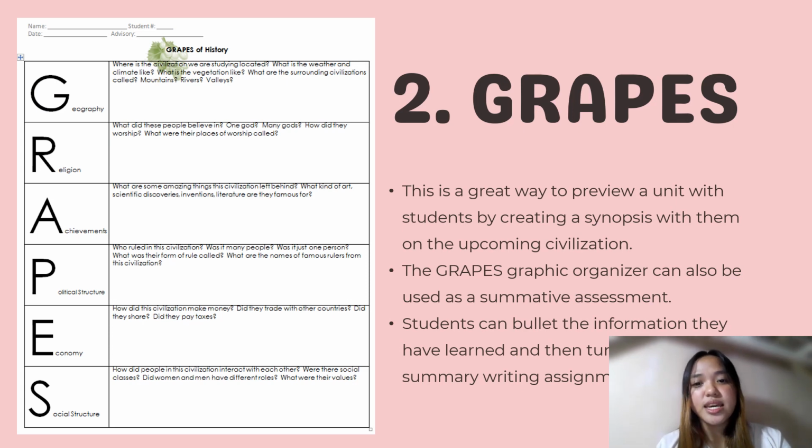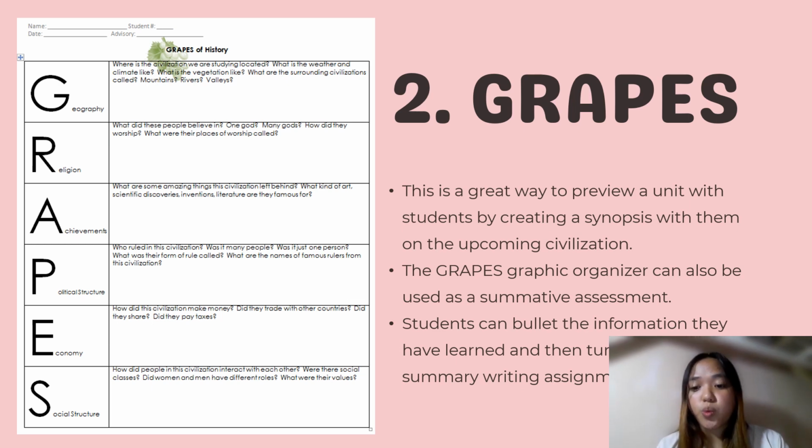As you have imagined, grapes is a fruit, but there is a meaning in every letter of the word GRAPES. G is for geography, R is for religion, A is for achievements, P is for political structure, E is for economy, and S is for social structure. We all know that social studies deals with human beings, the interaction of society, and history, economics, and politics. So GRAPES is one of the important charts in early childhood when it comes to social studies.